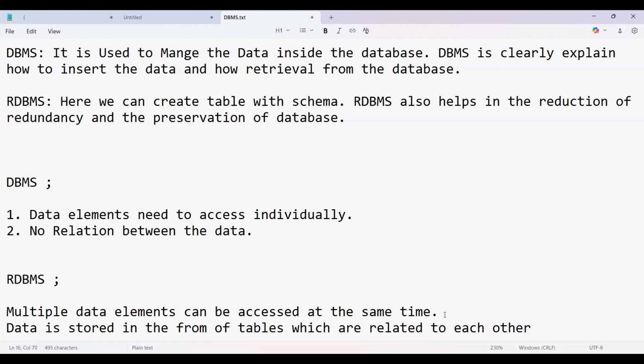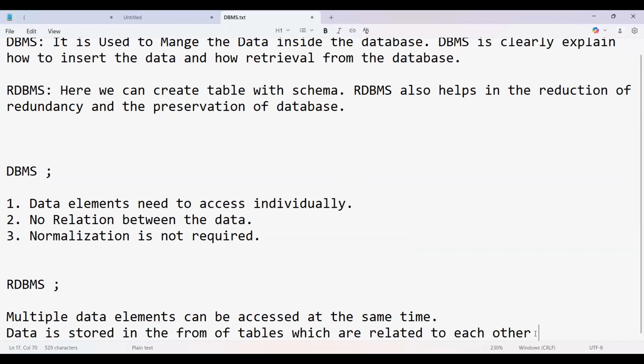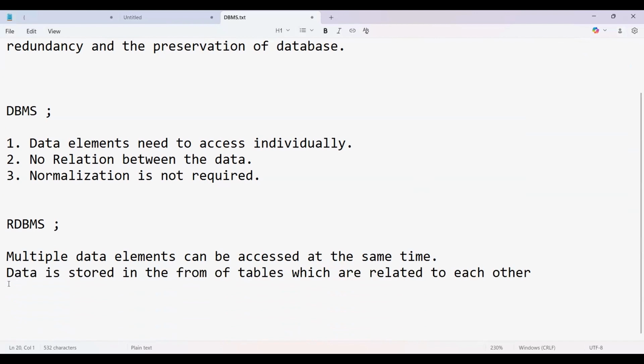The next one. In DBMS, normalization is not required. In RDBMS, normalization is required.